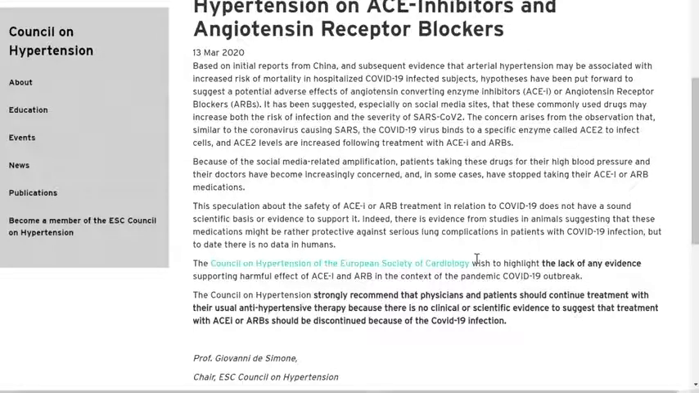Indeed, there is evidence from studies in animals suggesting that these medications might be rather protective against serious lung complications in patients with COVID-19 infection. But to date, there is no data in humans. The Council on Hypertension for the European Society of Cardiology wished to highlight the lack of any evidence supporting harmful effects of ACE inhibitors and ARBs in the context of the COVID-19 pandemic outbreak. They strongly recommend that physicians and patients should continue treatment with their usual antihypertensive therapy because there is no clinical or scientific evidence to suggest that treatment with ACE inhibitors or ARBs should be discontinued because of the COVID-19 infection.